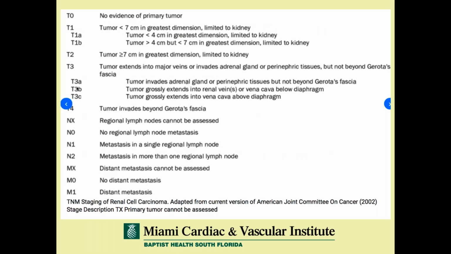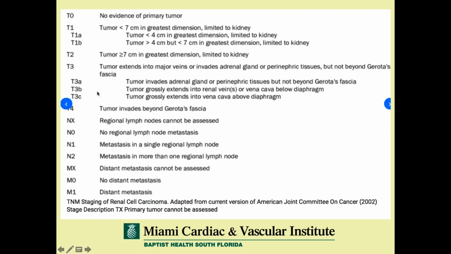When we look at staging, we really want to use the TNM staging. And when you look at tumor, the most important part here is: is it limited to the kidney? And what's the size of the tumor? So when we look at stage tumor 1, we're looking at tumors less than 7 centimeters. And we divide that into A and B. Less than 4 centimeters is T1A, and between 4 and 7 centimeters is T1B.